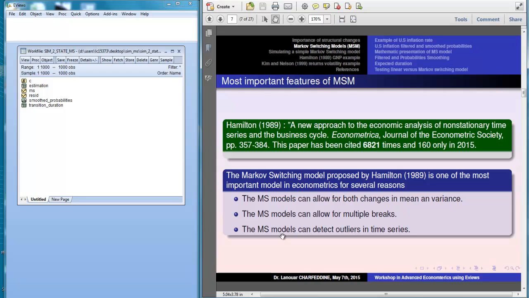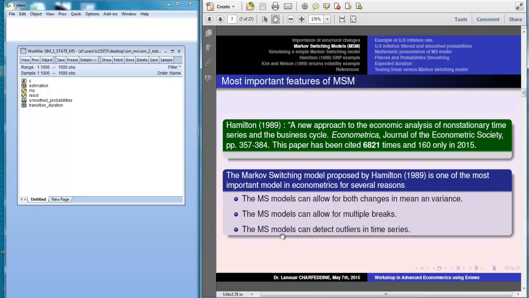Now we focus on the first class of model, which is the Markov switching model. This model was proposed for the first time by Hamilton in 1989, in the paper "A New Approach to the Economic Analysis of Non-Stationary Time Series and the Business Cycle." This paper has been cited more than 6,821 times.